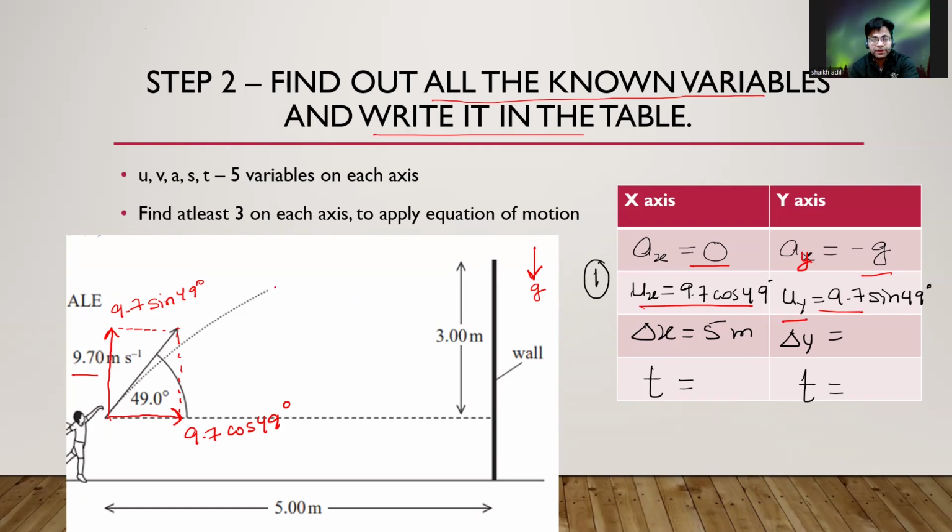Now we know that when the ball has reached the wall at this particular point, the x component of the displacement, as you can see here, is 5 meters. This shows that delta x is going to be 5 meters. Now you can see that on the x-axis we have obtained three variables, right? We have got three variables on the x-axis. So that means we can apply the equation of motion.